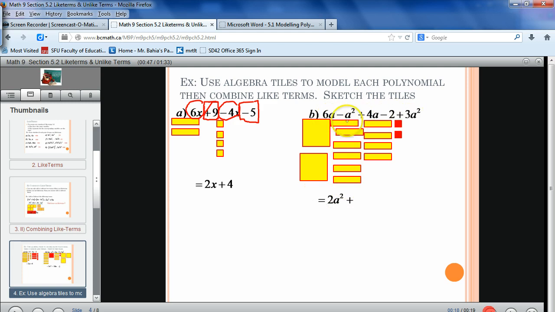Remember, there are a's here, that's why. But it doesn't really matter. You can call them x's if you want. And count up the number of x's. There are 10 of them, and there's a negative 2 there.